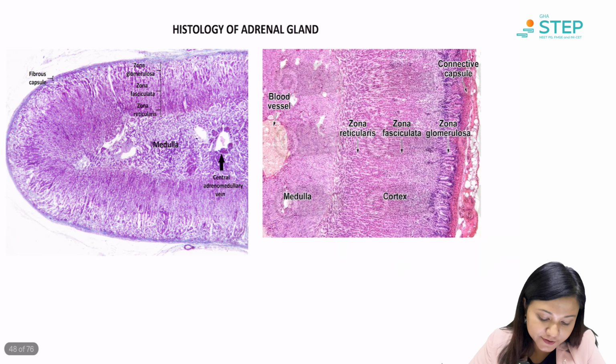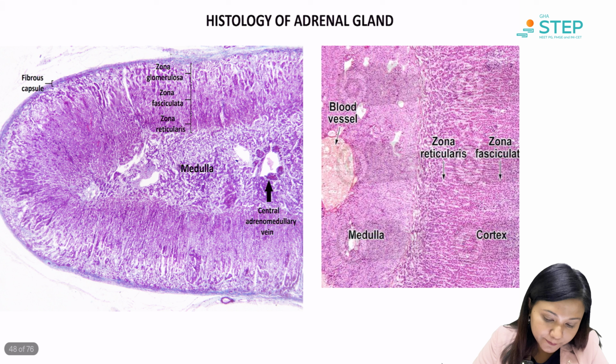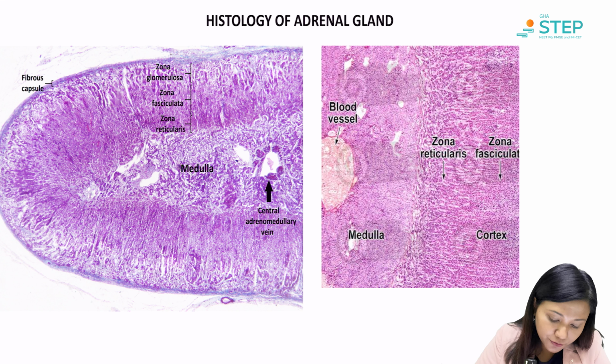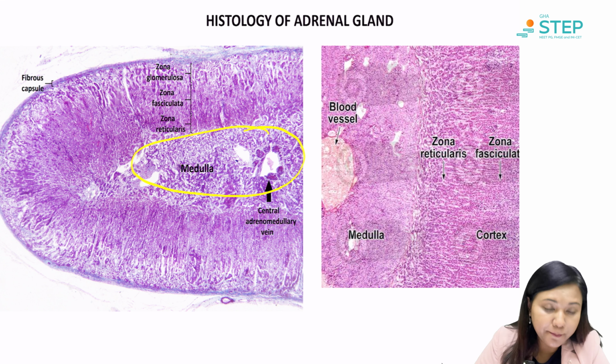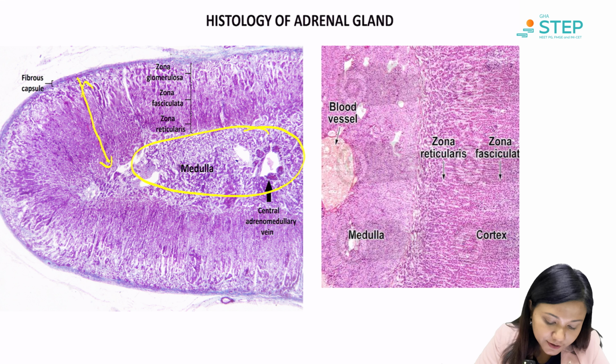So let us study a little bit about the slide. You know that the adrenal gland has an inner zone, that is the medulla, and an outer zone, the entire part, this is the cortex. Now this cortex is again divided into zona glomerulosa, fasciculata, and reticularis.